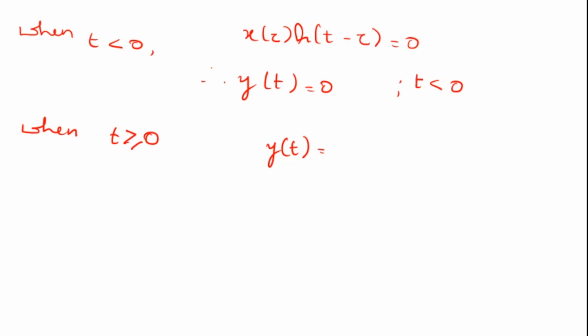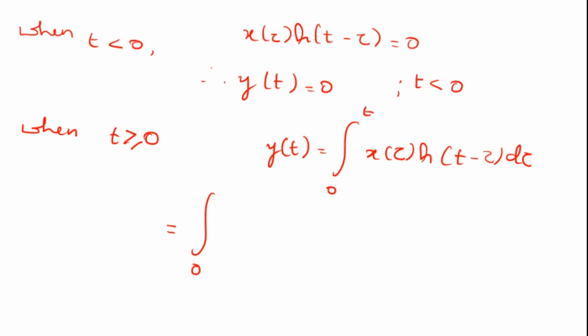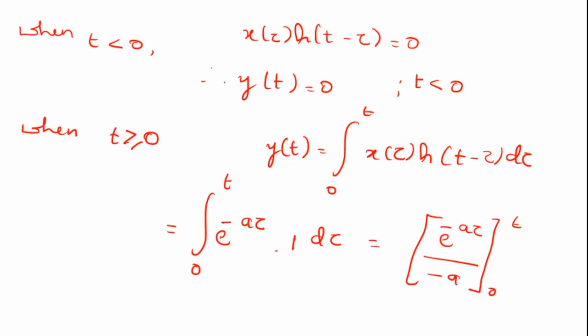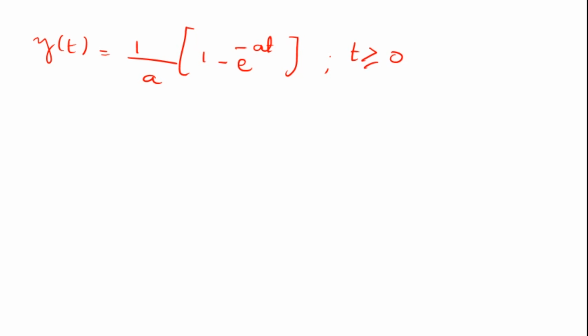Then the equation is y of t is equal to integration 0 to t x of tau into h of t minus tau into d tau, which is equal to integration 0 to t e power minus a tau into 1 into d tau, which is equal to e power minus a tau divided by minus a, limit varies from 0 to t. Then y of t is equal to 1 by a into 1 minus e power minus at at t is greater than or equal to 0.